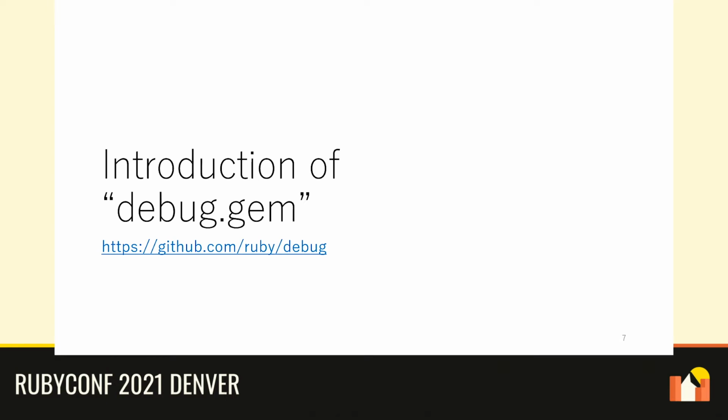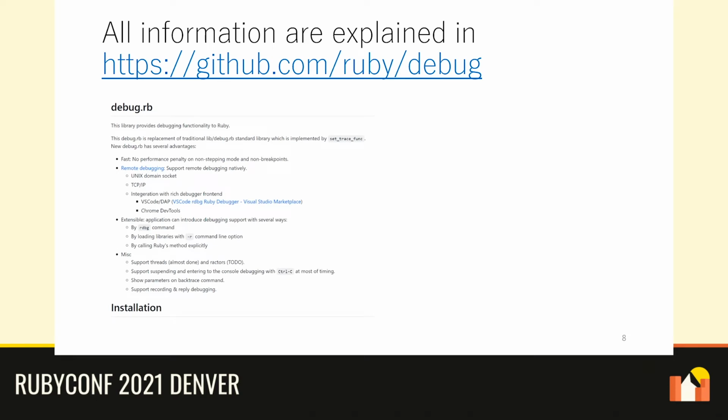Okay, let's introduce debug.gem. This talk does not explain how to use the new debugger, but explains what kind of features the new debugger provides. So please check out the documentation on GitHub to know how to use it. We wrote everything in the README, about 1,000 lines.